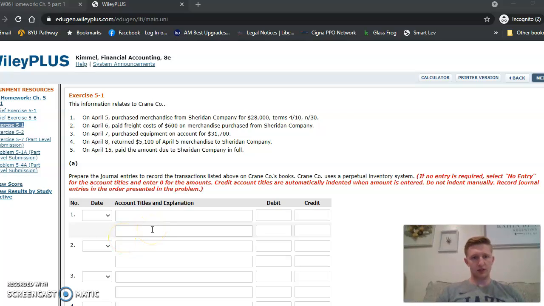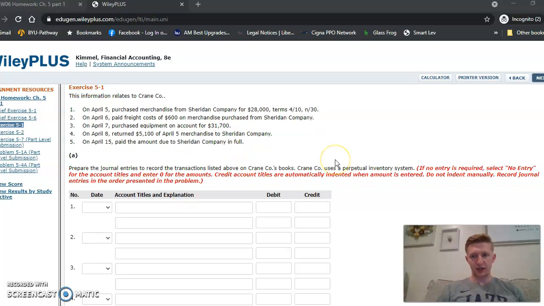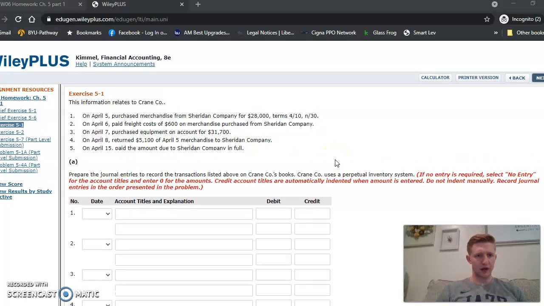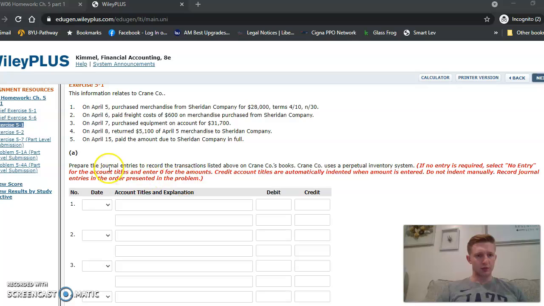Hey everyone, so this exercise that we're going to work on today is chapter 5, exercise 1 that I'll be showing you guys here. So this question states, to prepare a journal entry to record the transactions listed above for Crane Co.'s books, and Crane Co. uses a perpetual inventory system.